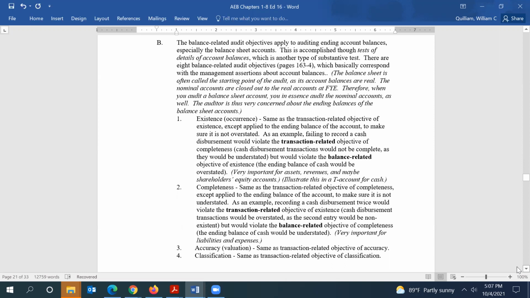There are eight of them. They basically correspond to the management assertions about account balances. And one reason we're concerned here about the balance sheet, we mention a lot, is that it's really the most basic financial statement. It's the starting point of the audit. Its balances carry over to the next fiscal year, so we want them to be very accurate.